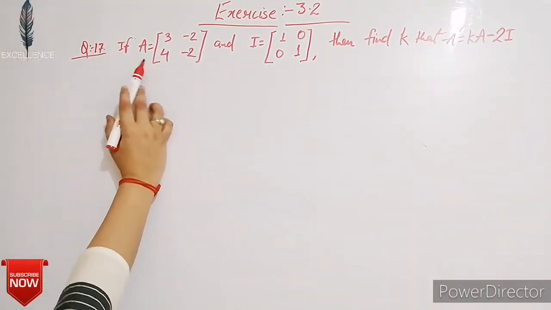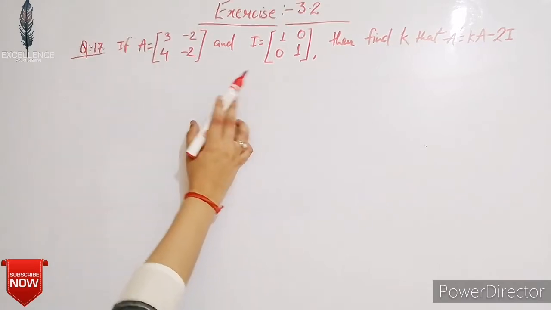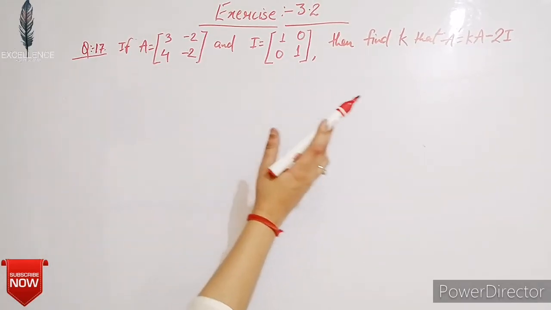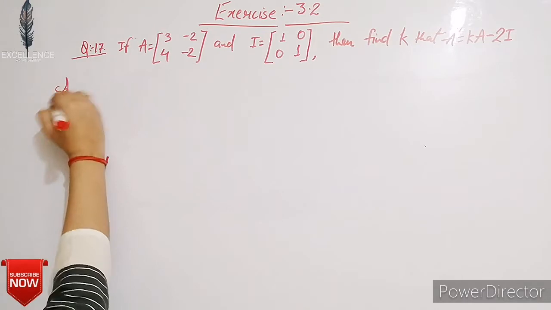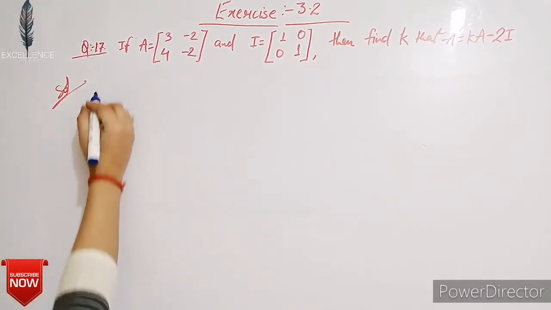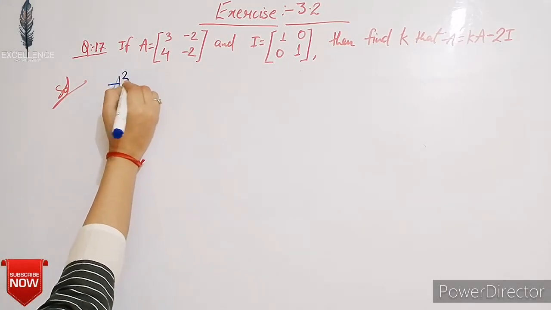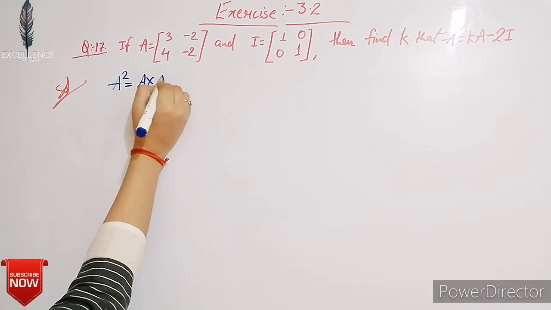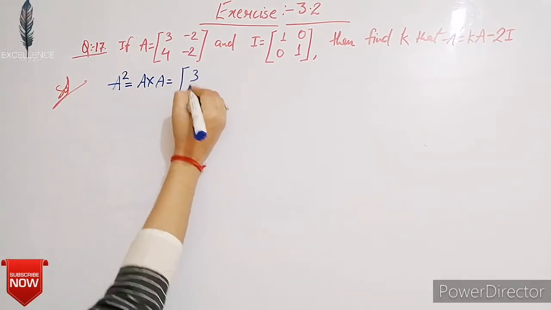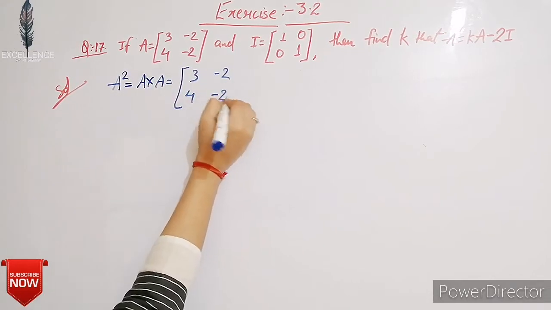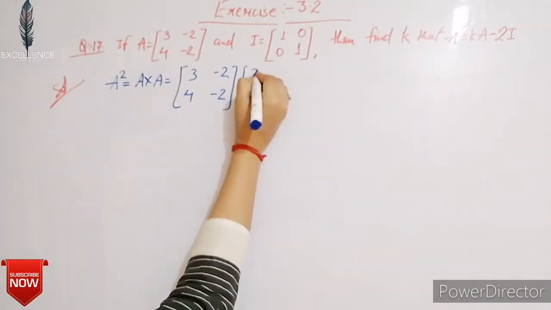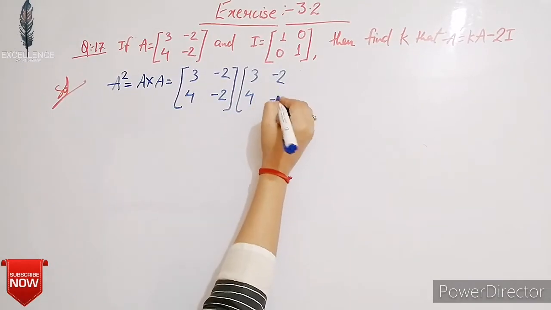Question number 17. Here A and I are given. Then we have to find K if A square is equal to KA minus 2I. Let's solve. We have to find A square, that is A into A. So it is 3, 4, minus 2, minus 2 multiplied by A, that is 3, 4, minus 2, minus 2.